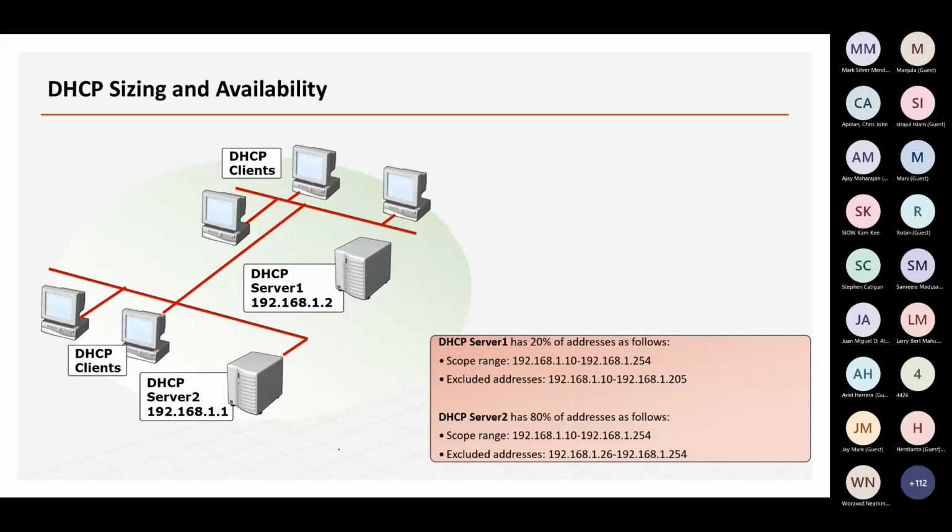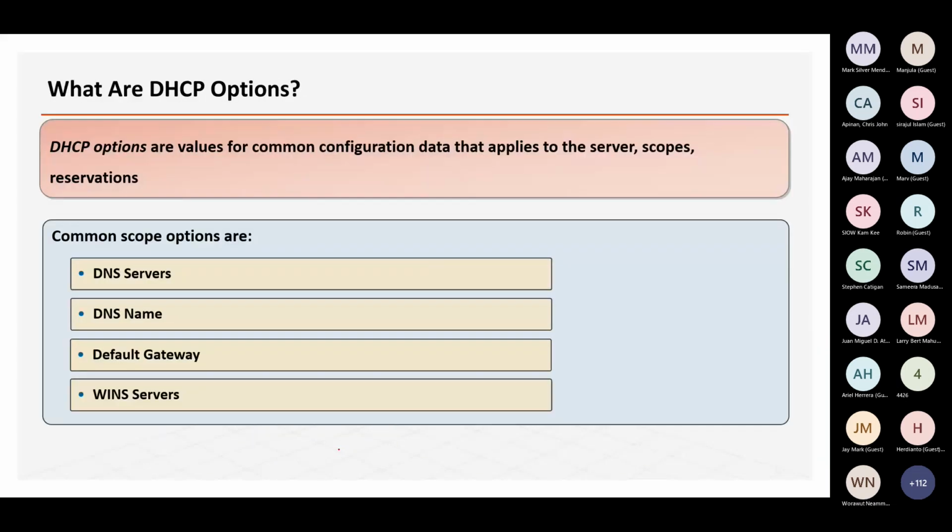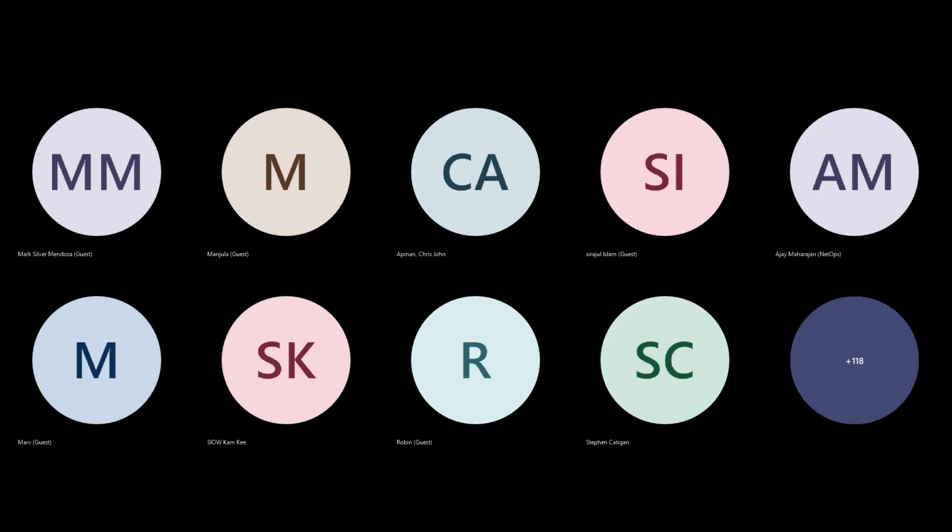Now, we understood what a superscope is. We understood what a reservation is. Now, let me take you into another concept called DHCP options. Let's try to understand what DHCP options are in the DHCP console. When you configure DHCP, during the DORA process or lease generation, let me take you to the whiteboard.